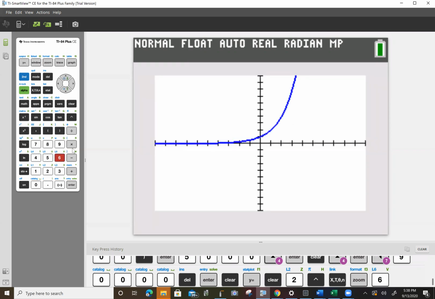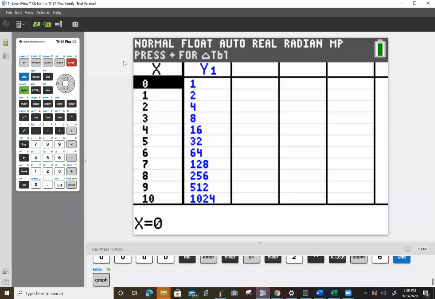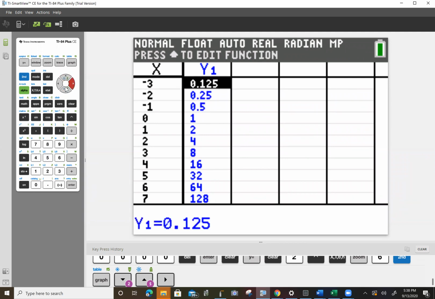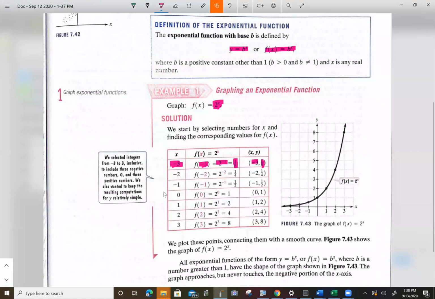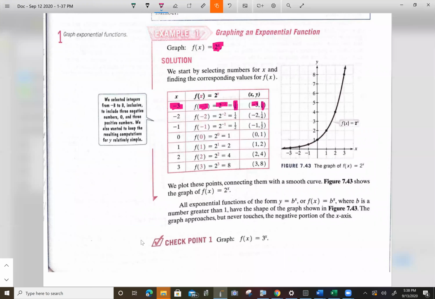And there it is. And you can also, if you do second and then table, you can also see all those points up. And the first one we entered was -3. Okay. All right. 0.125 is the same as 1/8. So here we have graphed it. Let's go back and see what they want to do with this. Oh, that's all. They just want you to be able to graph 3 to the power of x.